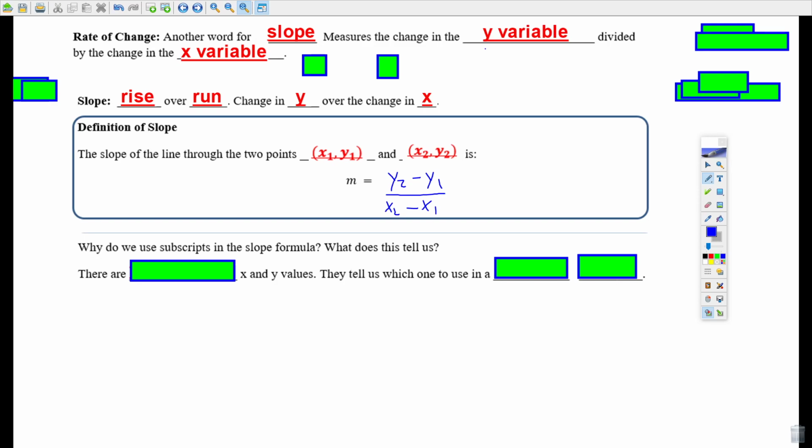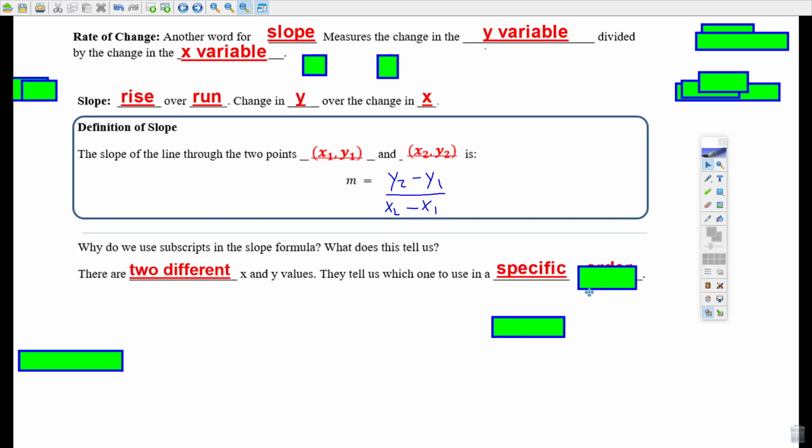So why do we use subscripts in this formula? And what does it tell us? The reason why we have the 2 and the 1 and the 2 and the 1, it's there for a reason. So there's two different x and y values, x1, x2, y2, and y1. So they tell us which one to use in a specific order. So when we do this, we have to do y2 first, then y1, and then x2, and x1. It has to be in a very specific order. If you mix one of these up, the answer will be wrong.